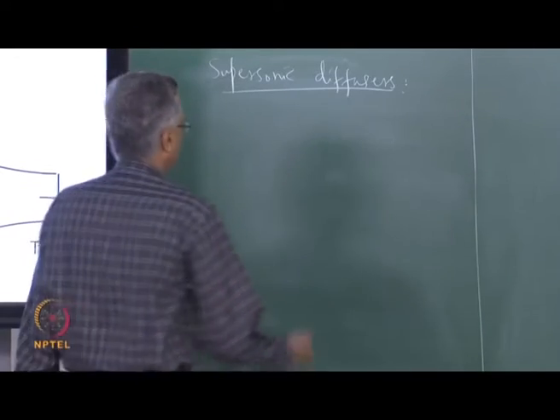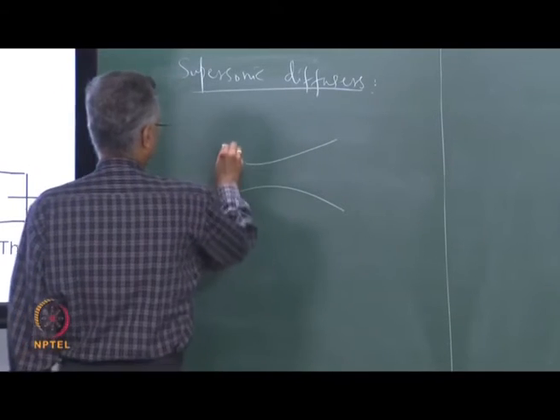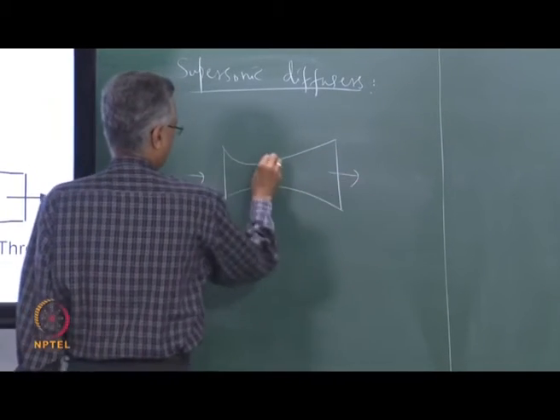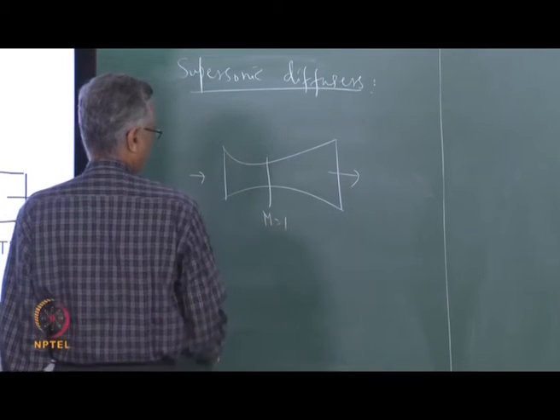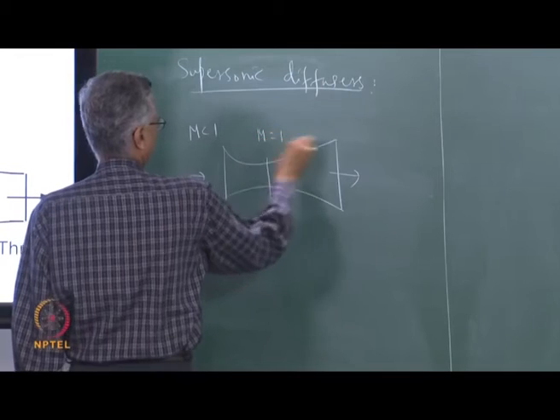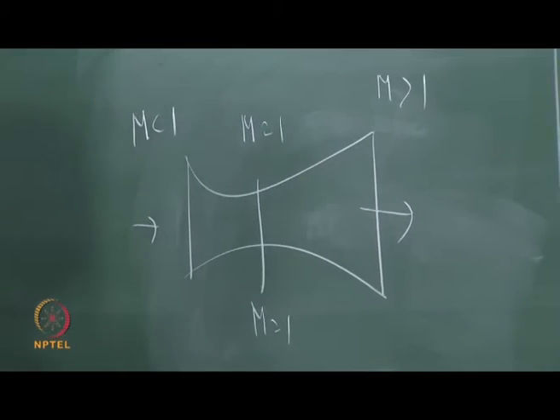Okay. If you remember, a supersonic nozzle under design operating condition has M equal to 1 at the throat. So we have a subsonic flow coming in, M becomes 1 at the throat, and we have a supersonic flow going out. So this is a nozzle.